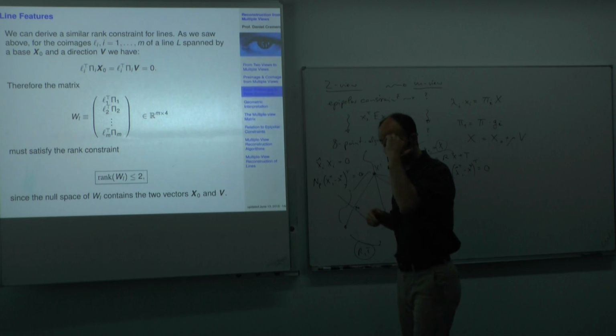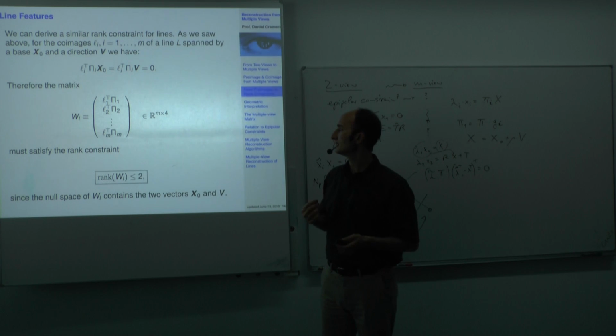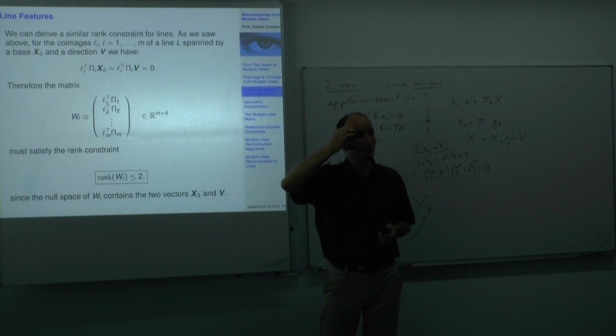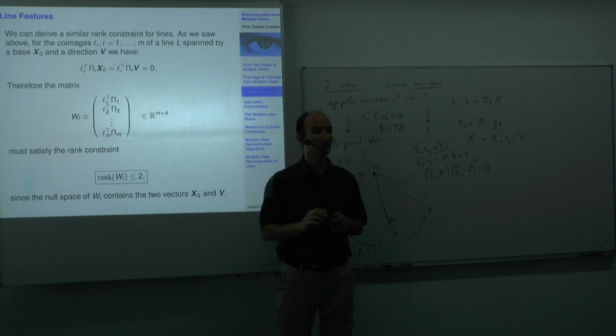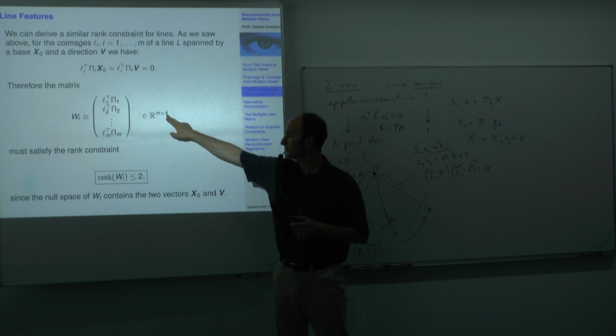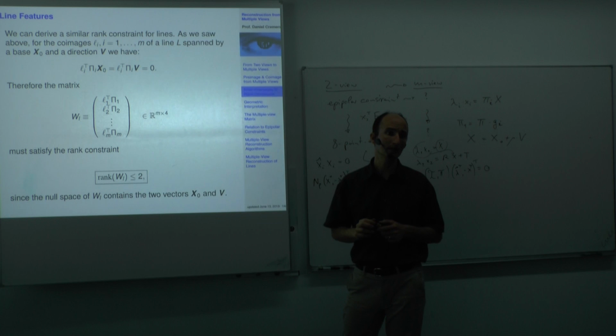And so here you can see how we can use rank constraints and how we can use these to impose our constraints, to say a consistent reconstruction exists if and only if these matrices are rank deficient. Rank deficient means they don't have full rank. Full rank here would be 4. And here we say the rank must be at most 2 if there exists a consistent line.